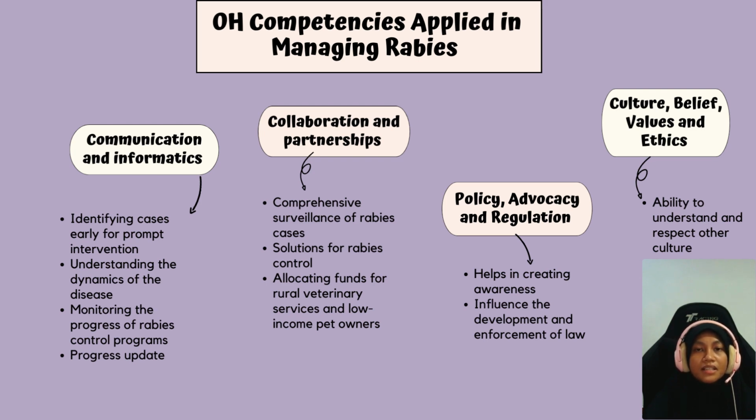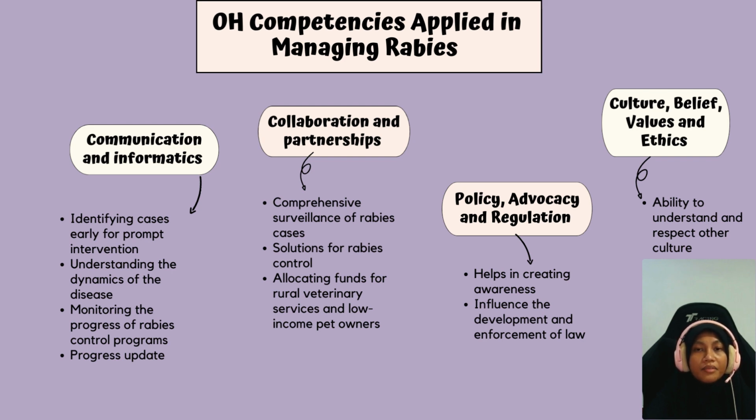As different sectors are involved in managing rabies, collaboration is indeed inevitable. It can provide comprehensive surveillance of rabies cases. Collaborative research efforts can lead to innovative solutions for rabies control, including improved vaccines, diagnostic tools, and surveillance methods. In fact, intersectoral partnership benefits in providing education for veterinary services at rural areas and for low-income pet owners, as well as helping in increasing the funds to support the rabies control programs.